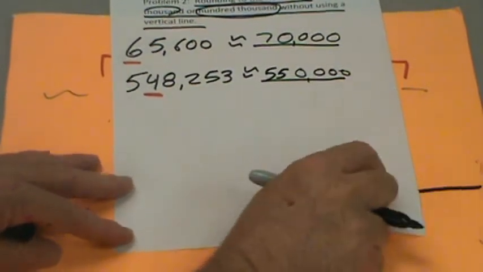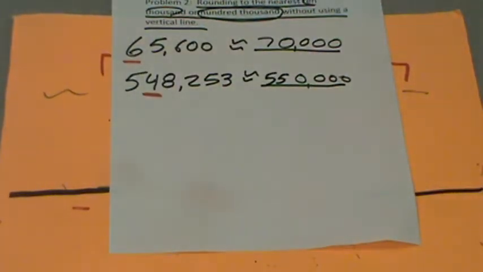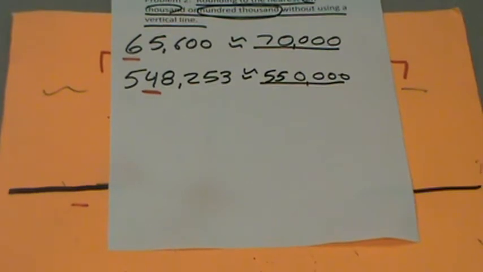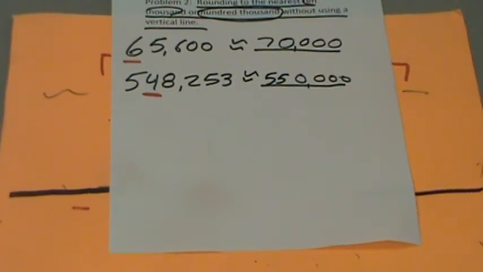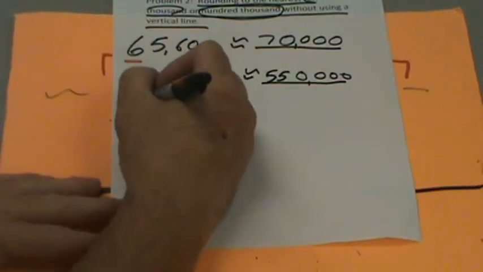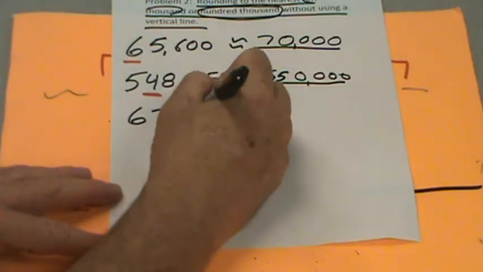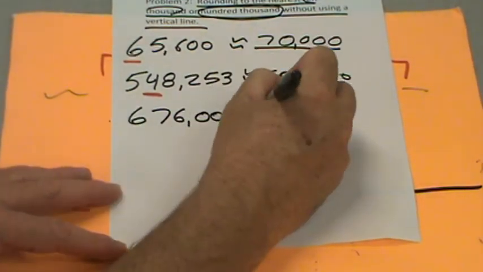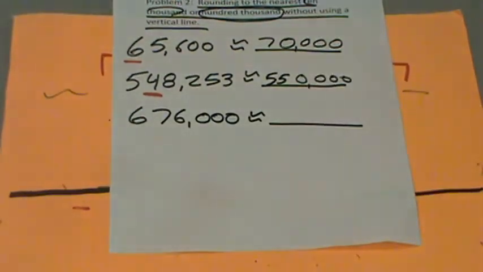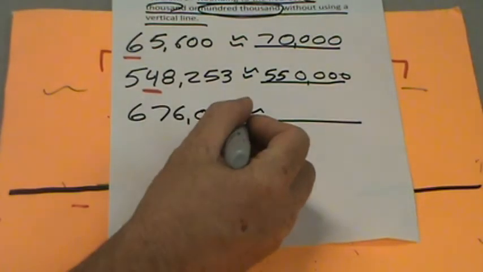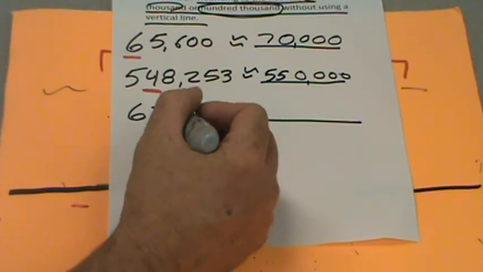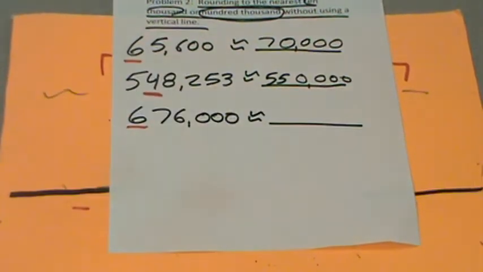Okie dokie. Now we're going into the realm of, not the dinosaurs, but the 100,000s. Let's take a look at 676,000. And we're going to be rounding it to the nearest 100,000. Not the 1, not the 10, not the hundreds, not the thousands, not the 10,000s, but the 100,000s.